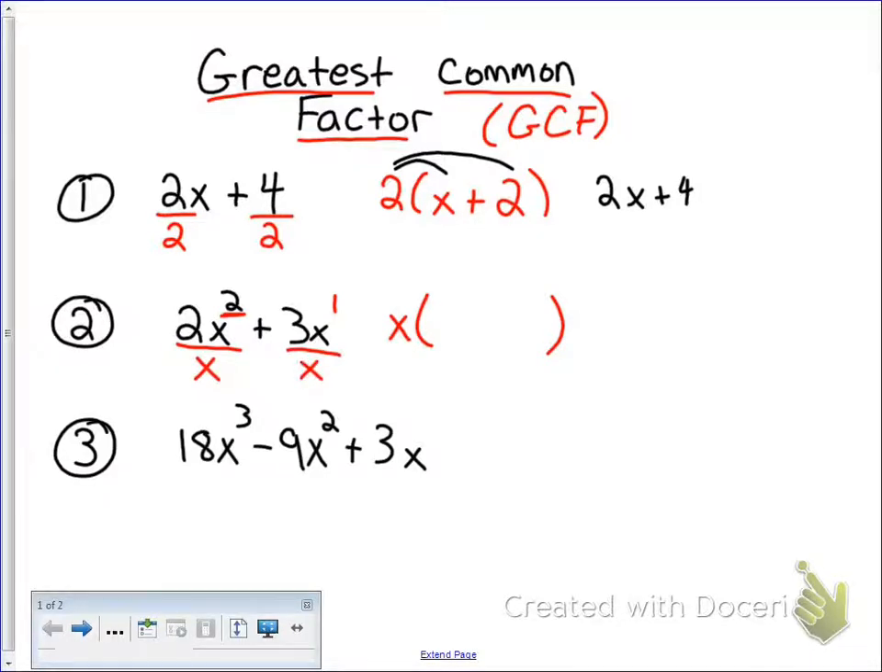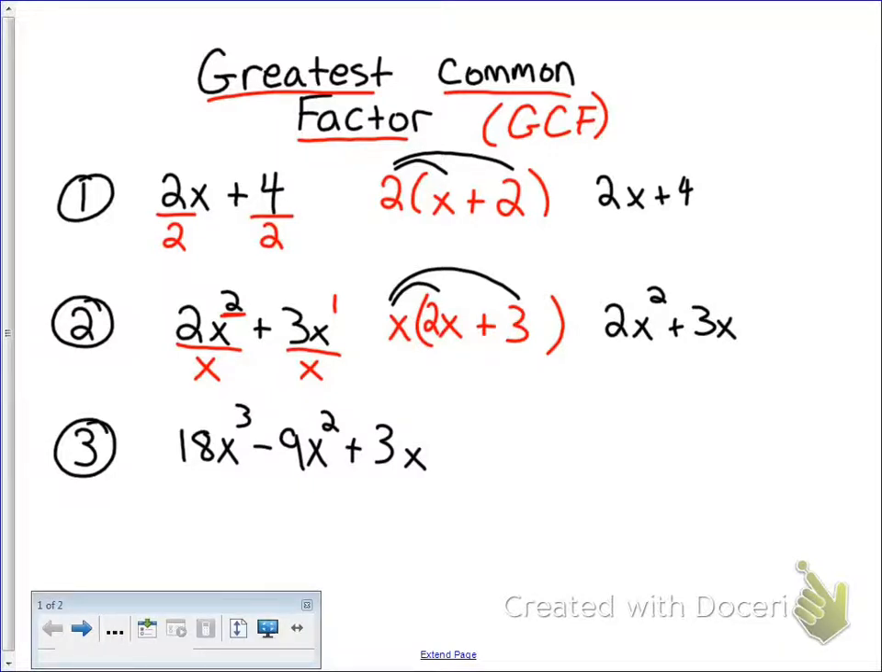Well, x squared divided by x, we're basically canceling out one of our x's. We're left with a 2x, and then 3x divided by x, my x's cancel out, and I'm left with a 3. Again, if I were to multiply this back out, I'd be back where I started. 2x squared plus 3x.